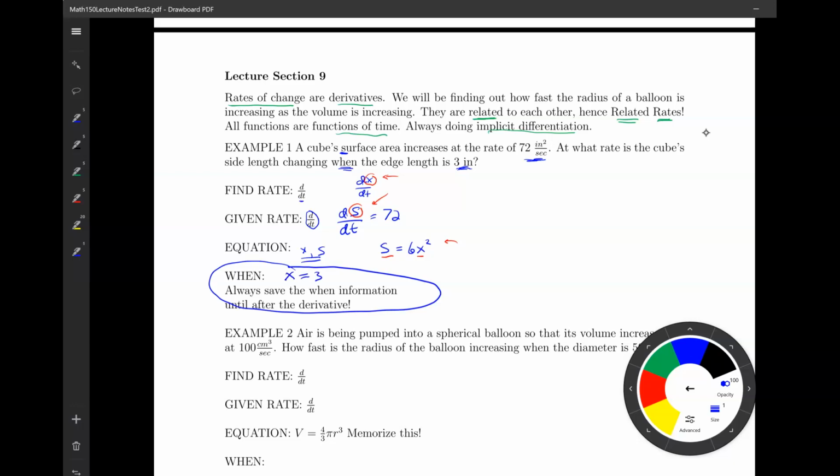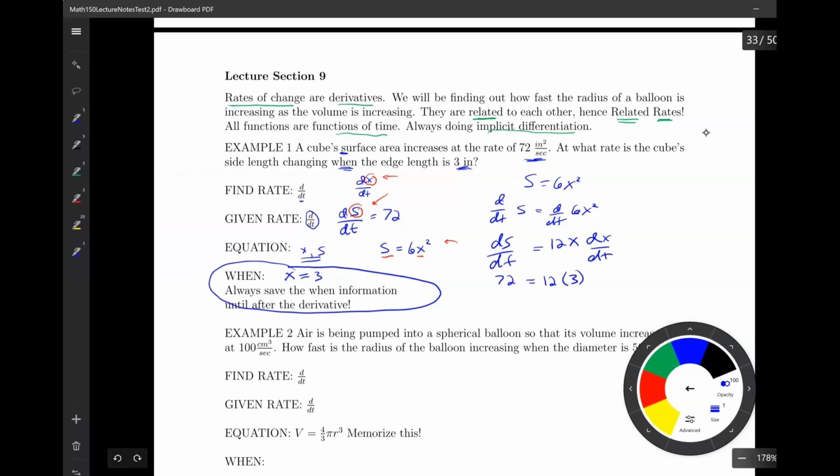So now you're ready to take the derivative. So take the derivative of this with respect to t. So let me bring it up here, S equals 6x squared. I'm going to take the derivative with respect to t on both sides. So again, you're doing implicit differentiation. So dS dt. So taking the derivative here, I'd get 12x times dx dt. Now let's put in the information I know. This is 72, 12. Now I can put in x equal 3. dx dt is what I'm solving for. So 72 divided by 36, or 2, is dx dt.